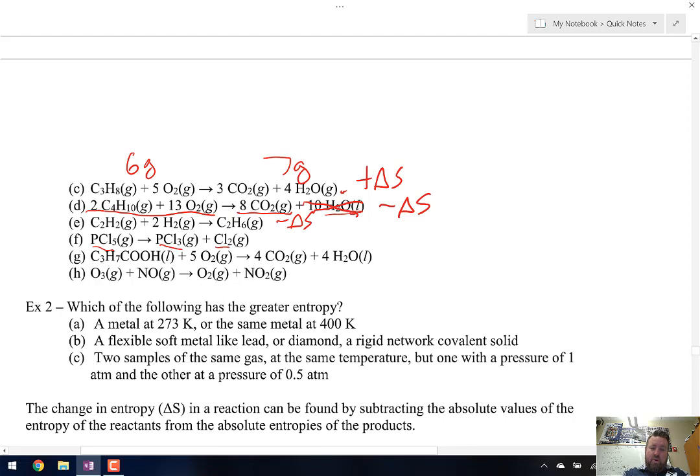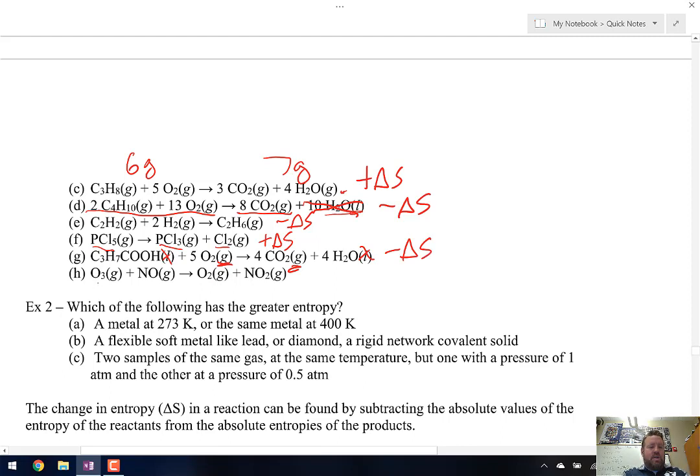Again, more gas particles means more disorder. That is a positive delta S. Okay, on letter G, again, don't worry about the liquids when there's gases involved. You're going from 5 gases to 4 gases, so that is a negative delta S.